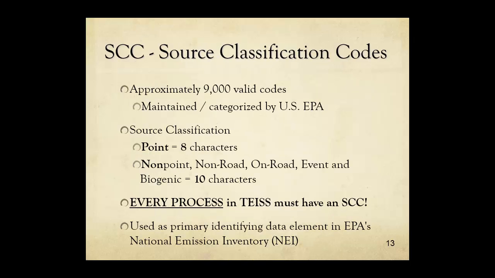So what you will get sick of are source classification codes. These are codes in TEISS that are used to organize processes. Okay, so there are over 9,000 of them. EPA is in charge of issuing these SCCs, and you'll notice that point sources have an 8-character long SCC, and non-point, non-road, on-road, event, and biogenic have 10 characters in their SCC. Every single process in TEISS must have an SCC.